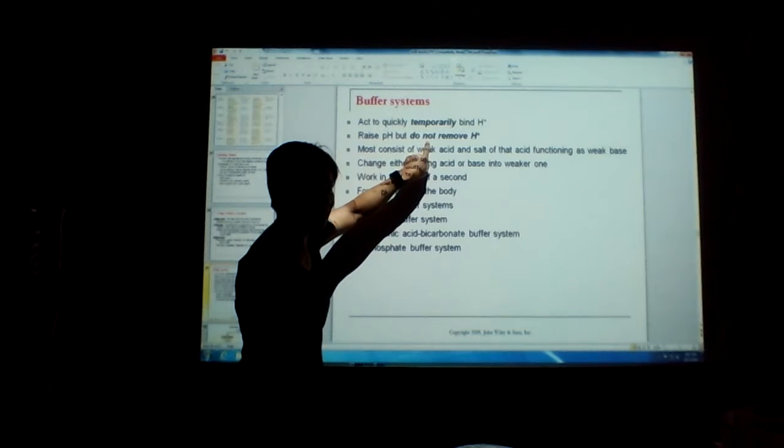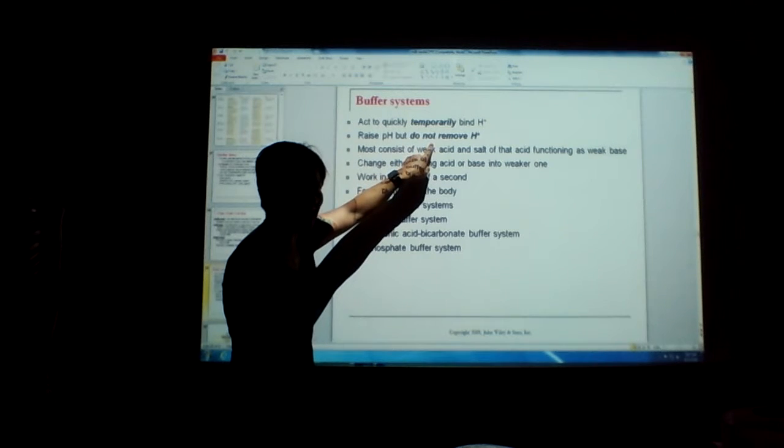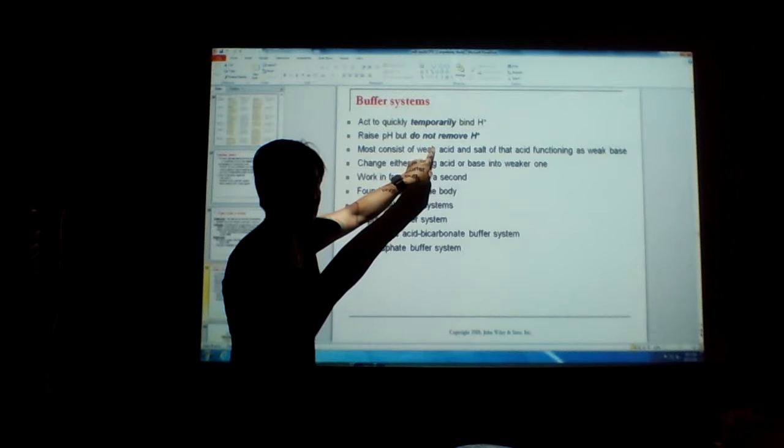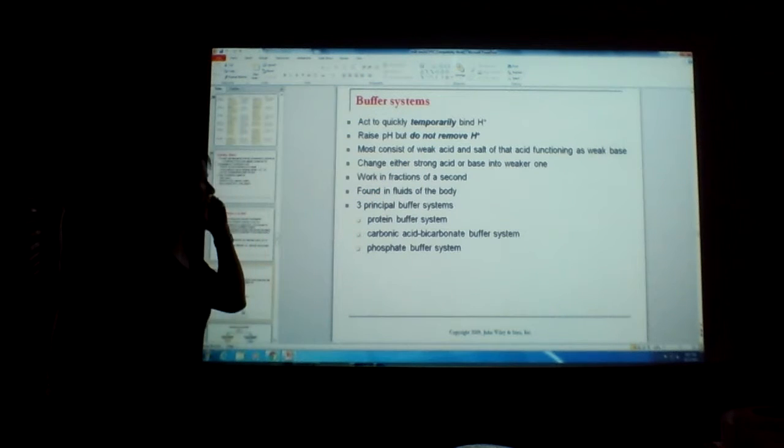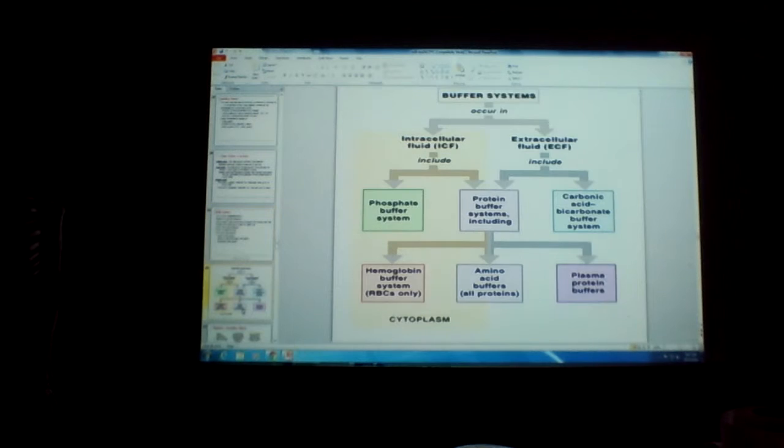It does not remove. It's not able to get rid of your acid or your base. The only one that has the ability to do that is your lungs and your respiratory system. So let's look at these different buffers right here, the next slide.